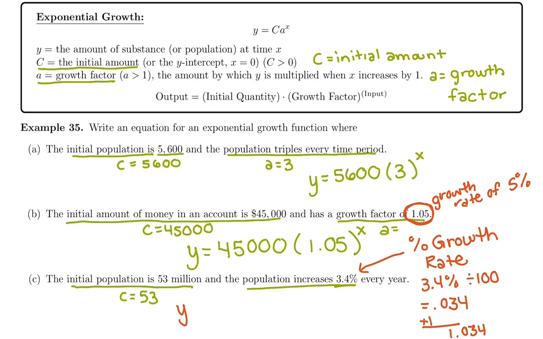We're going to practice this a lot in more videos to come. So we're going to have y equals 53, the initial amount, and we change that percent to being a factor. We're going to multiply by 1.034 raised to the x. There's our y equals c times a to the x.